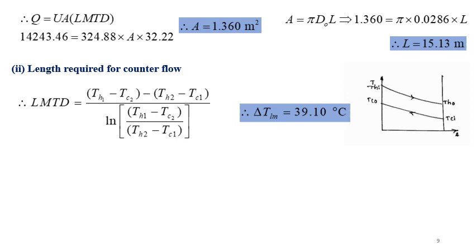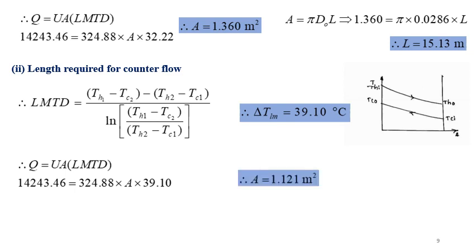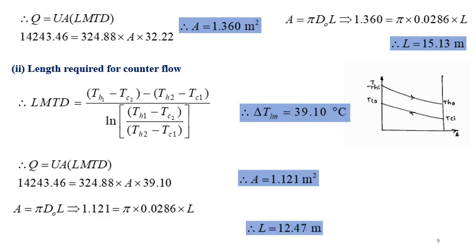After calculating delta T Lm, the LMTD for counter flow, you can substitute that in the equation Q is equal to UA into LMTD, and you can find the area. Once you find the area, you can calculate the length from A is equal to pi d naught into L. So L is equal to 12.47 meter. Now you can see the amount of heat transfer Q, 14,243 watt. That much heat has to be transferred from hot fluid to cold fluid.